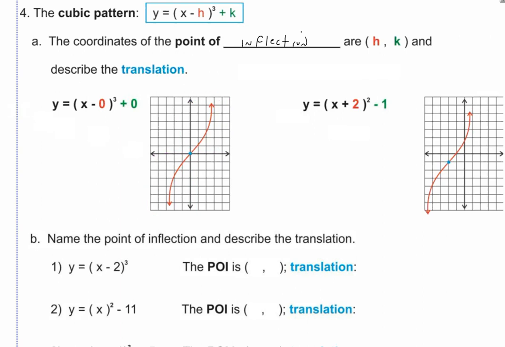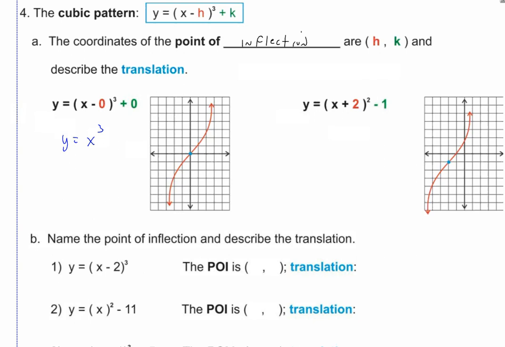And again, they describe the translation. So in the first example, we have the base model again. This is simply the base model. It's not translated anything left or right, and it's not translated anything up or down. So technically, you'd see it listed just like this. Y equals x cubed, right? The h is 0, the k is 0. We don't usually write the zeros.